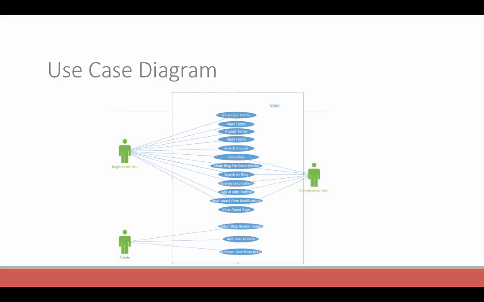This is the use case diagram that we have for the system. Here you can see that we have three actors: registered user, unregistered user, and the admin. And here are listed all the functionalities that each actor can do in the system.